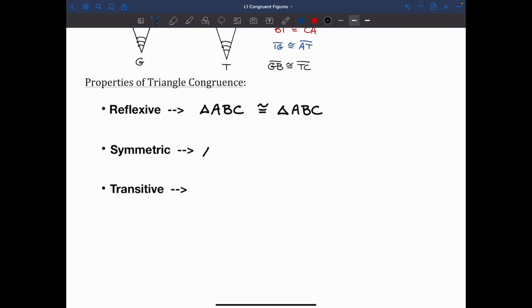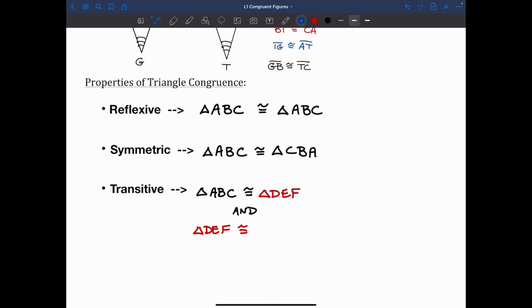As far as symmetric goes, if you have triangle ABC, it's also going to be the same thing as triangle CBA. You can actually name it in reverse. That would also work out just fine. And then last but not least, we got the transitive property. So if I have triangle ABC that's congruent to triangle DEF, and triangle DEF is congruent to triangle GHI.